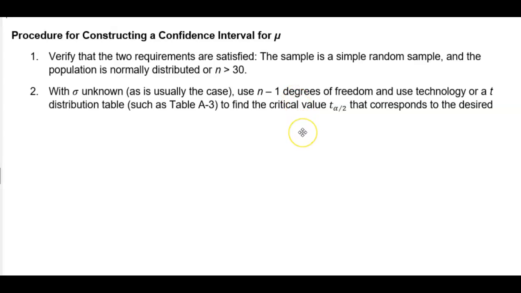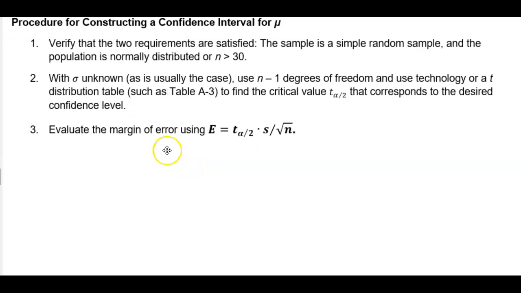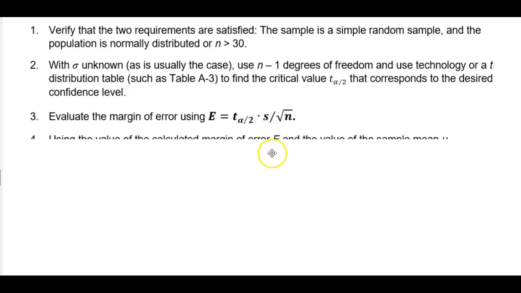degrees of freedom and use technology or a t-distribution table such as table A3 to find the critical t-value that corresponds to the desired confidence level. Number three, you want to evaluate the margin of error using the following formula: E, which is equal to the critical value t, times the sample standard deviation divided by the square root of n.